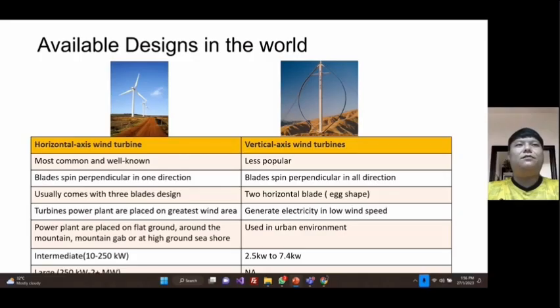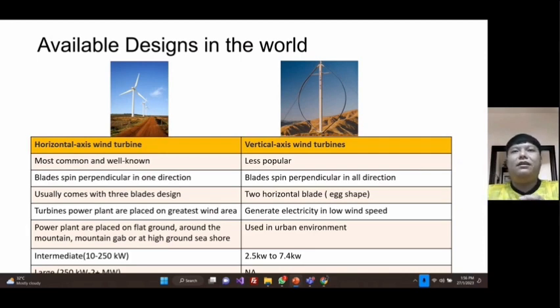Hello everyone, I'm 2200927 Derek Ng, and now I'm going to present to you the wind turbines around the world. The first one is the horizontal axis wind turbine, which is the most common, well-known wind turbine, where the blades spin perpendicular in one direction and usually come with a three-blade design. The turbine's power plant is placed in the greatest wind areas, which are mountain gaps, high ground or seashores, and usually produces a higher voltage.